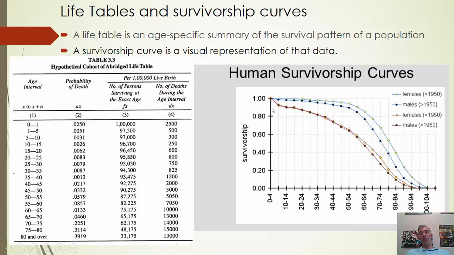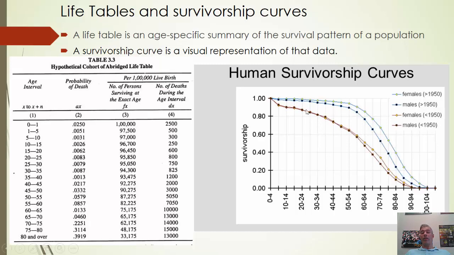And this shows you a survivorship curve of males and females, both before 1950, which is these 2 curves right here, and after 1950, which is these 2 curves right here. The first thing you want to notice is females always live longer than males, regardless of whether it's before 1950 or after 1950. It's a little bit more drastic after 1950.